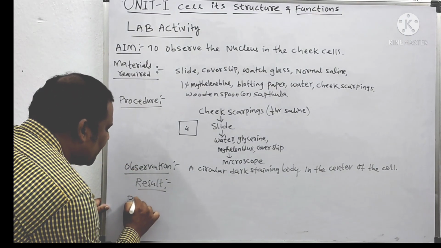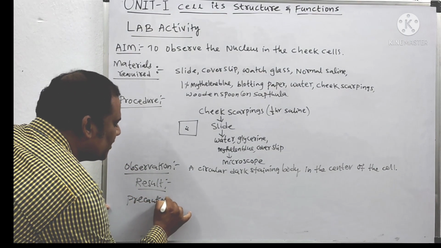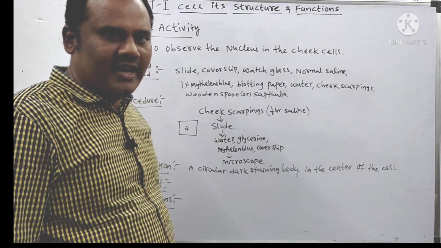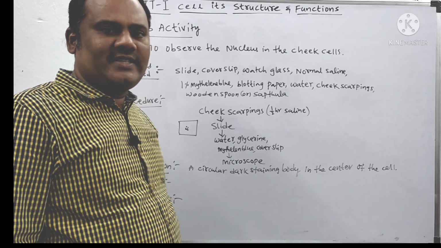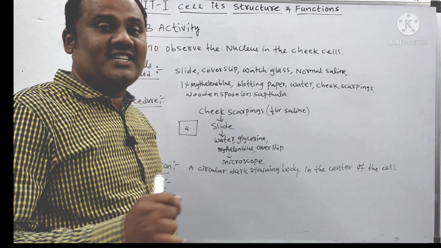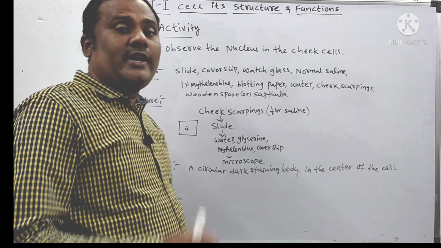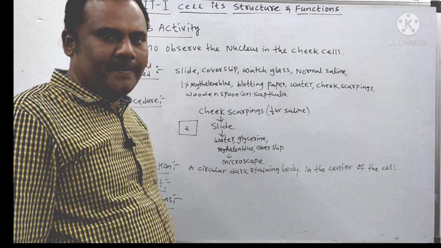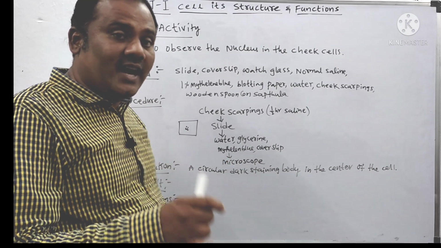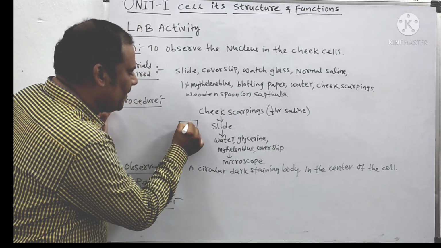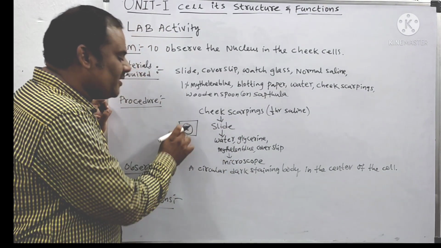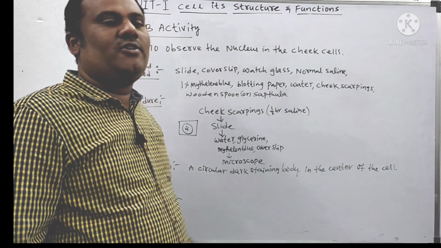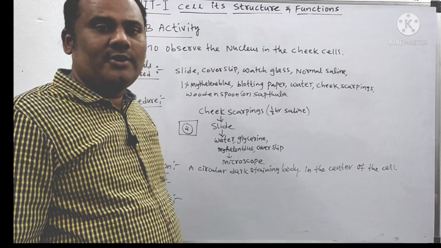And next, precautions. Precautions are: don't scrape very hard. You have to scrape very gently, the cheek scraping. Next, you have to drain out the extra stain with the help of blotting paper. Next, when you are placing the cover slip over the scrapings, you see that no air bubble should be formed inside the cover slip. Then only can you see the nucleus clearly.